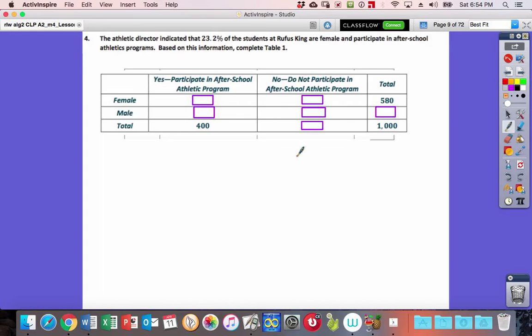He's going to give us some information. It says 23.2% of the students at Rufus King are female and participate in after-school athletic programs. So he says the students are female and participate. Notice that word "and." That's kind of important. When it says "and," both things must be true. If it's 23.2%, I'd put 232 right there, because they're female and they participate. Both of these things have to be true.